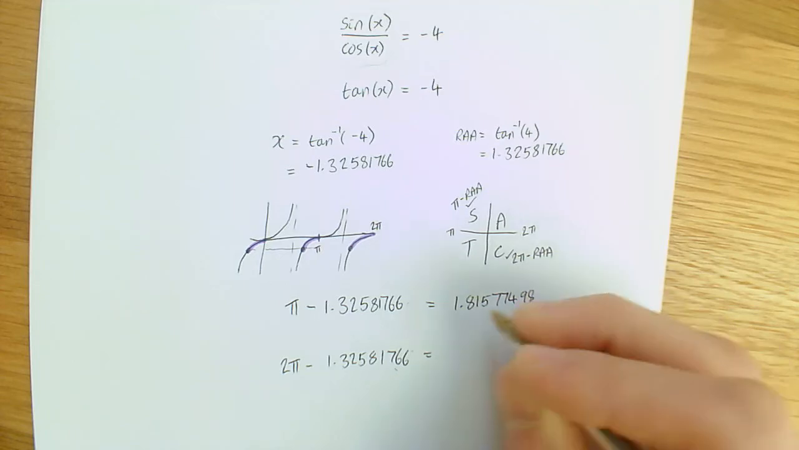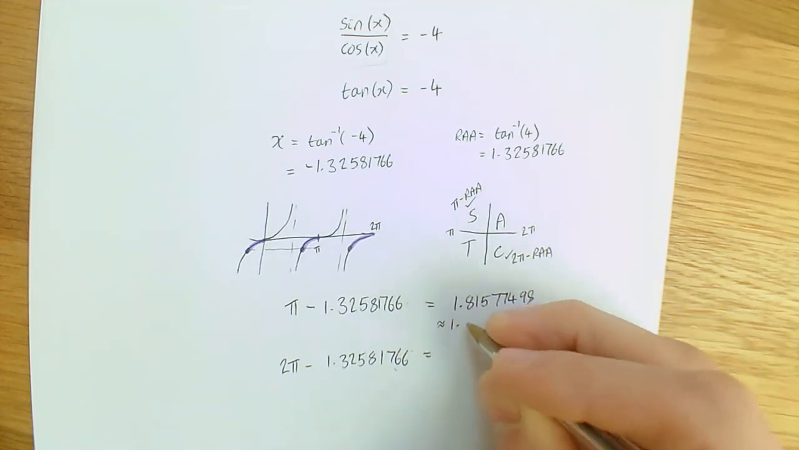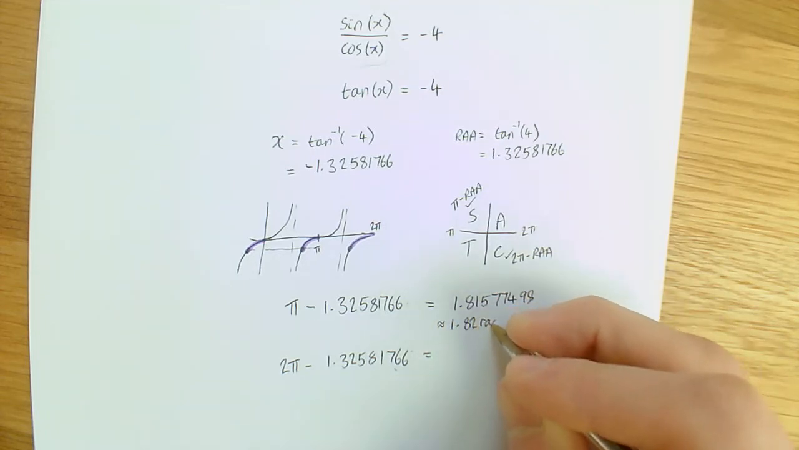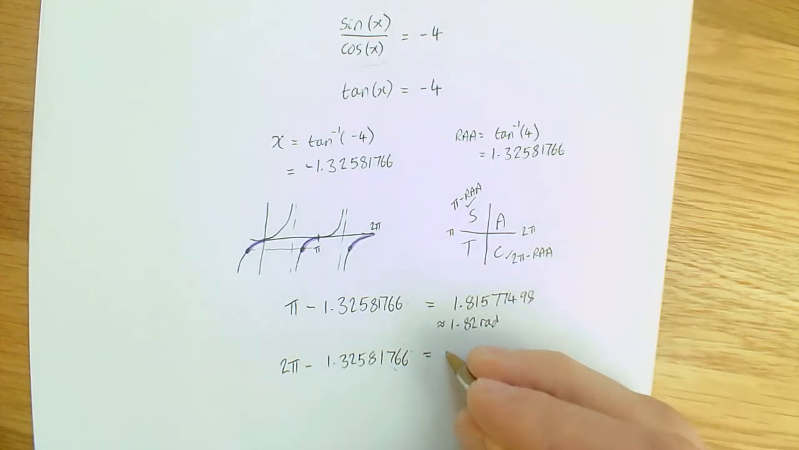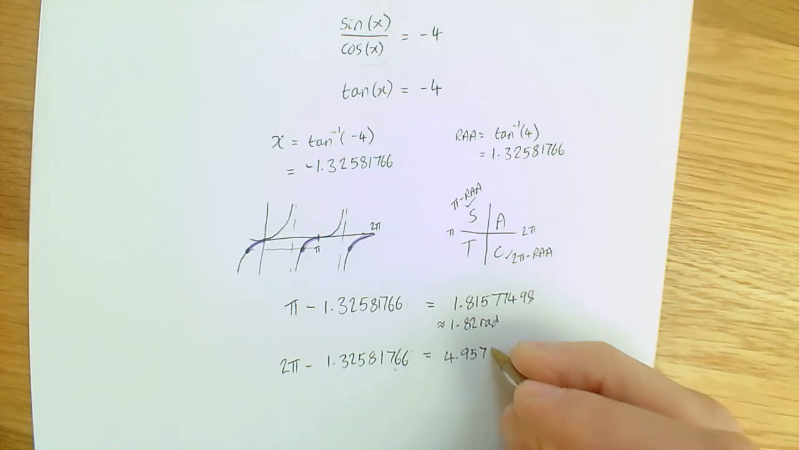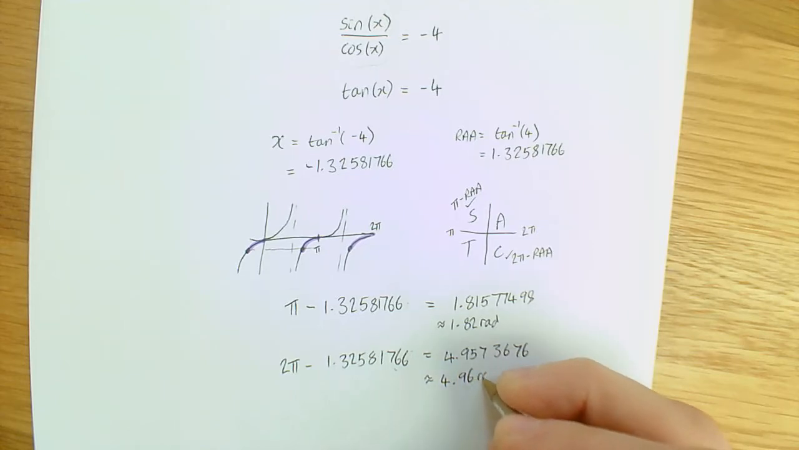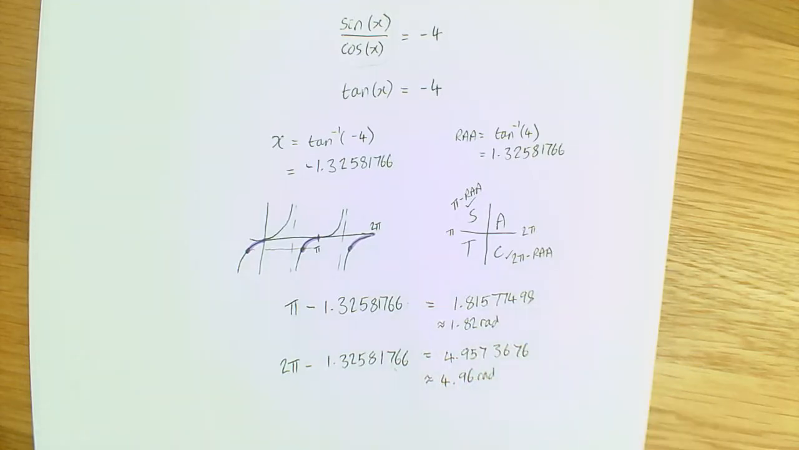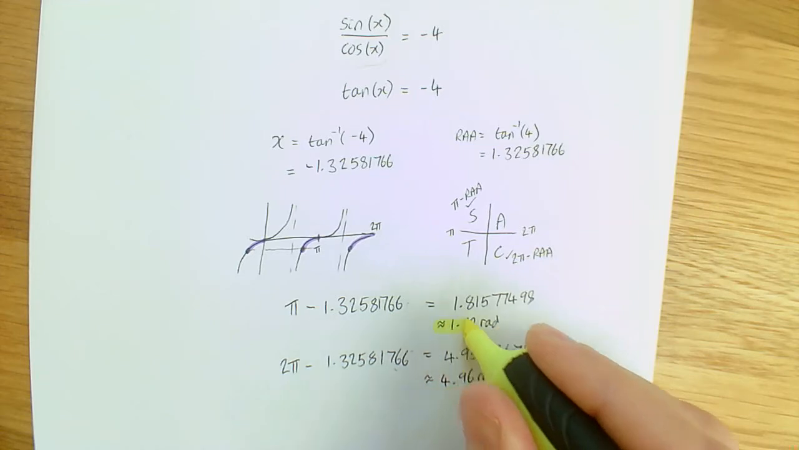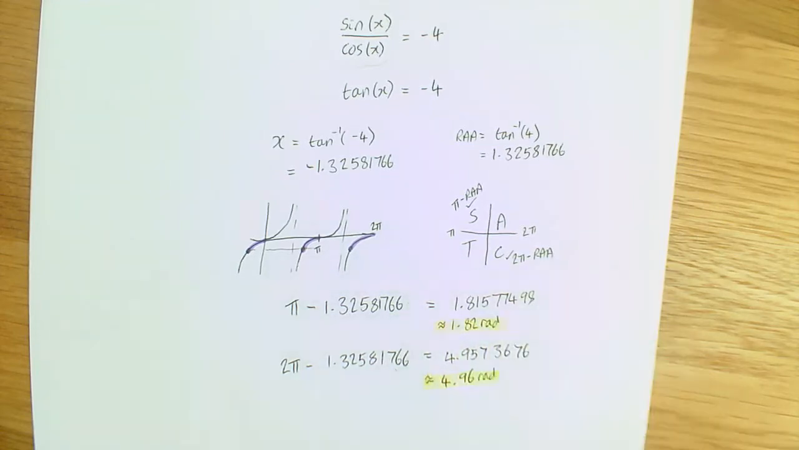So working with that, we get 1.81577498, which rounds nicely to 1.82 radians. And this one here, which is 4.95, we'll round that to 4.96 radians. So we've got our two answers. I'm probably not going to bother writing them out this time because they're slightly more obvious. So we've got two answers and they're right at the end there. Not got quite so much complexity.